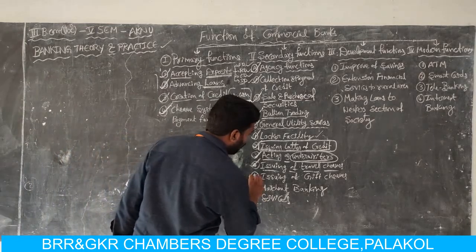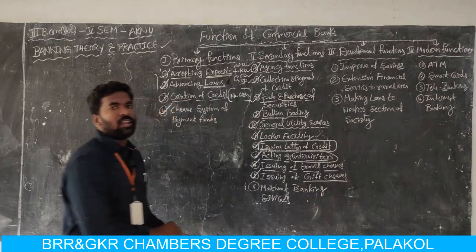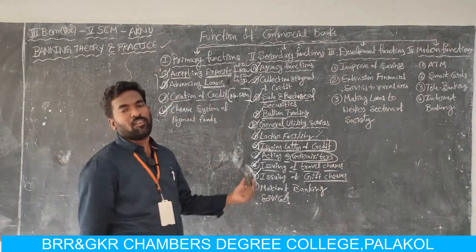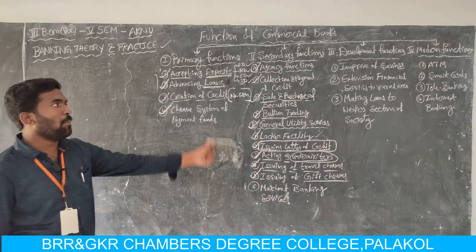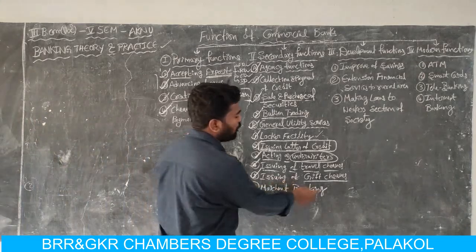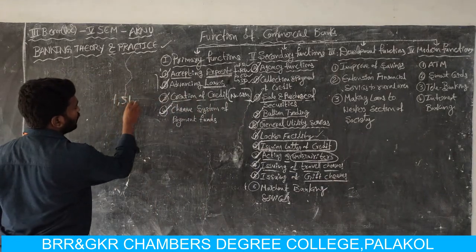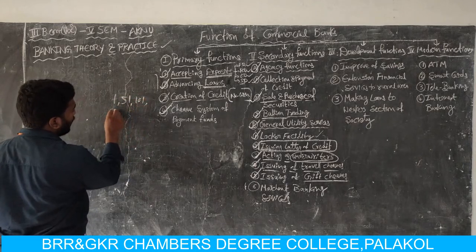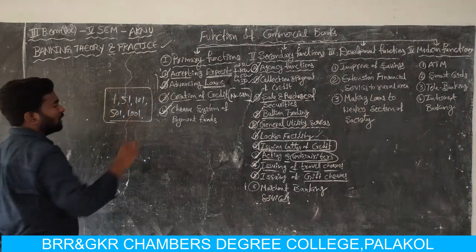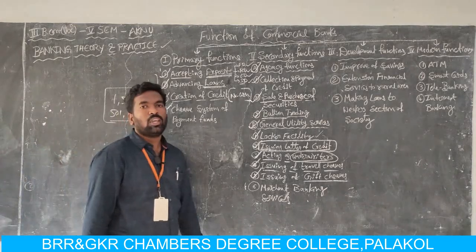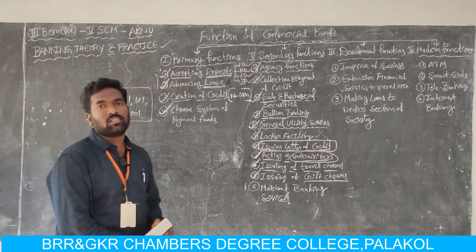Next, issuing of gift checks. If a customer wants to give a gift to his relatives or family members as a check, banks give issuing of gift checks also, like 1 rupee, 51, 101, 501, 1001. These type of checks are given as a gift to your relatives or family members. So this is the issuing of gift checks.